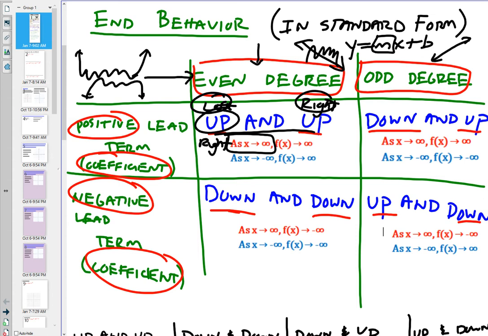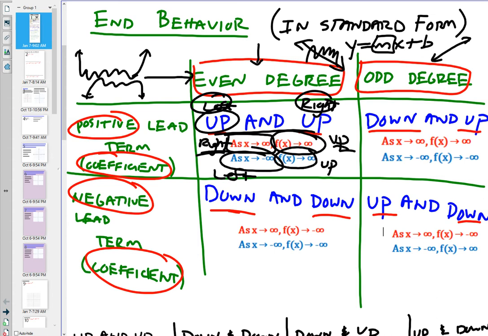Well, so this is saying that the right arrow, f of x. What variable means the same thing as f of x? The y. And when y goes to positive infinity, what direction are you headed? Up. So in up and up end behavior, the right arrow is headed up. When x goes to negative infinity, what direction are you going? Left. So the left arrow, if you look at the y, is also going up.